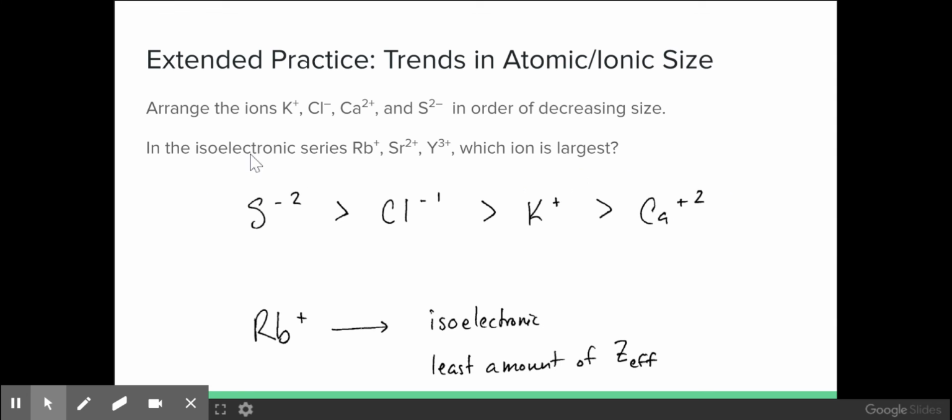In this entire list of ions here, rubidium 1+ would be the largest. All of them are isoelectronic. Rubidium 1+ has the least amount of effective nuclear charge because it has the least number of protons out of that set pulling on those electrons, and therefore would be the largest.